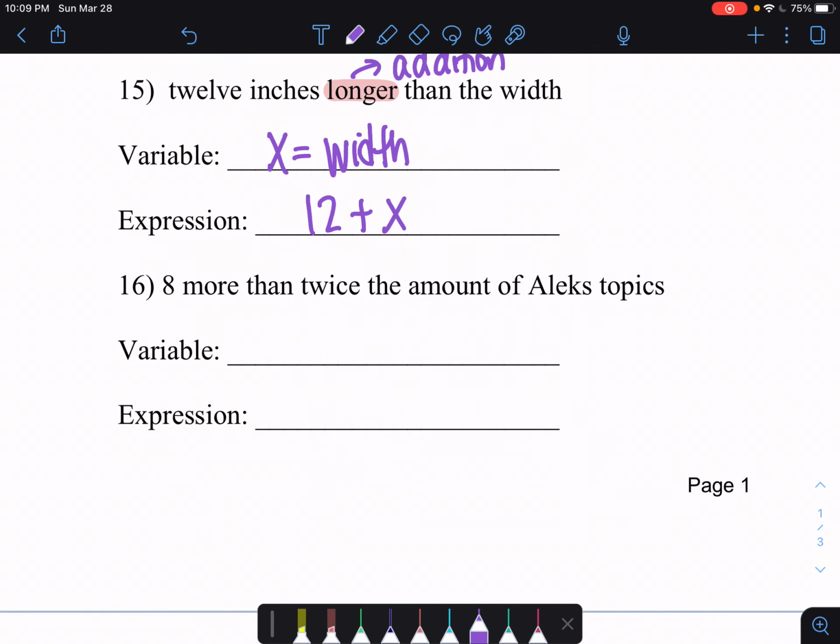Number 16 says 8 more than twice the number of Alex topics. So I'm going to have 2 operations here. I've got addition, and then this is multiplication by 2.